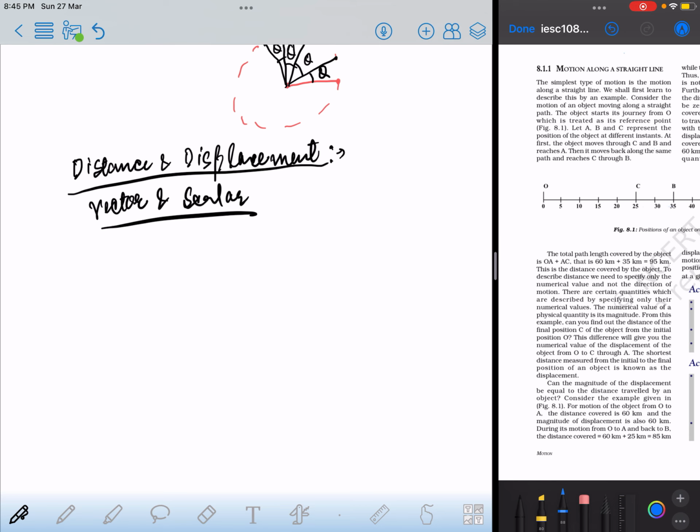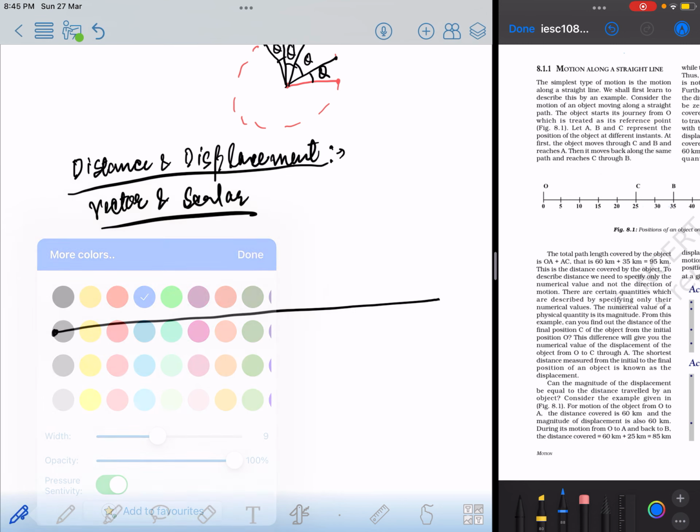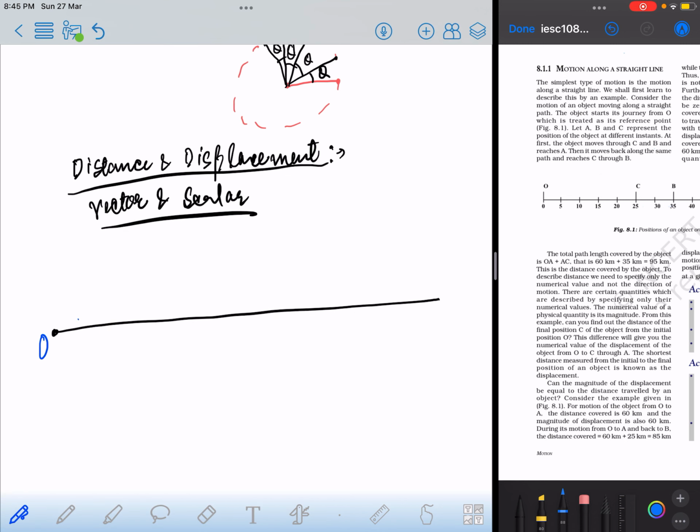Suppose we have a body, and we start at this point. This is point O, then we have 5, 10, 15, 20, 25, 30, 35, 40, 45, 50, then 60.